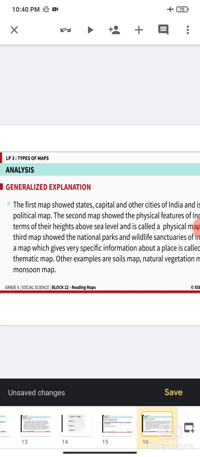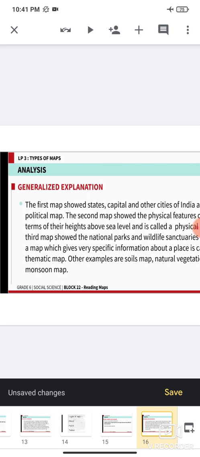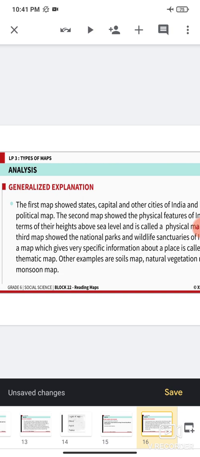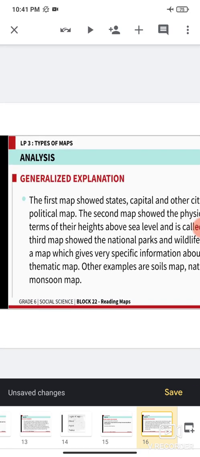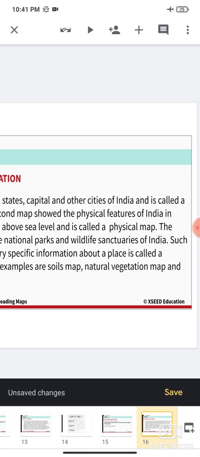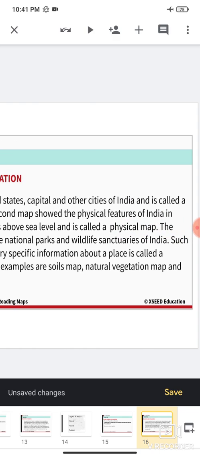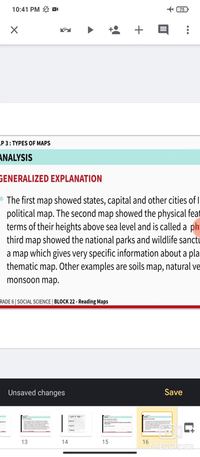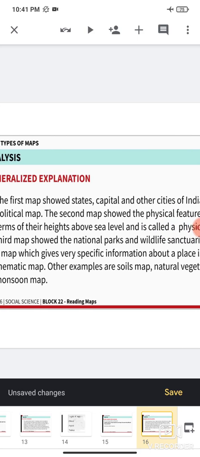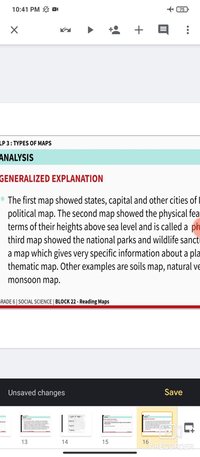So see, the first map shows the states, the capital and other cities of India, and it is called the political map of India. The second map shows the physical features of India in terms of their heights above sea level, and it is called a physical map. The third map shows the national parks and wildlife sanctuaries of India. Such a map, which gives very specific information about a place, is called a thematic map.